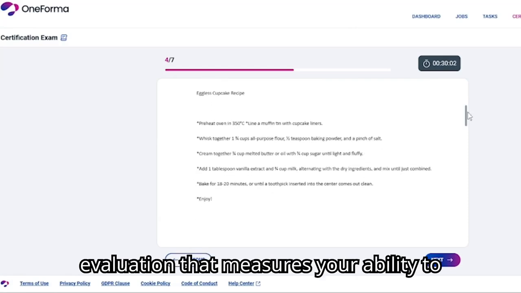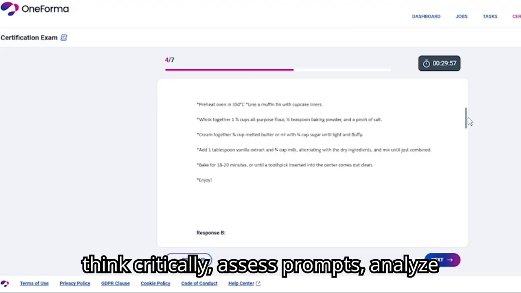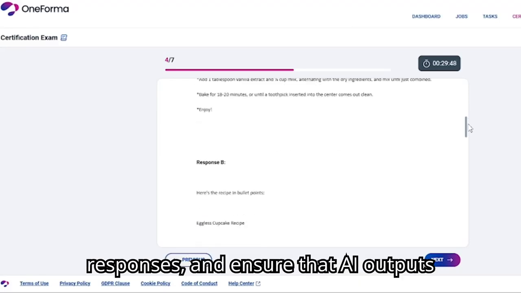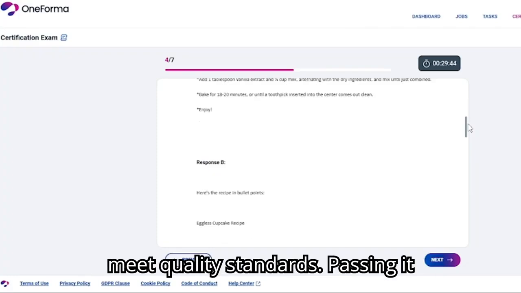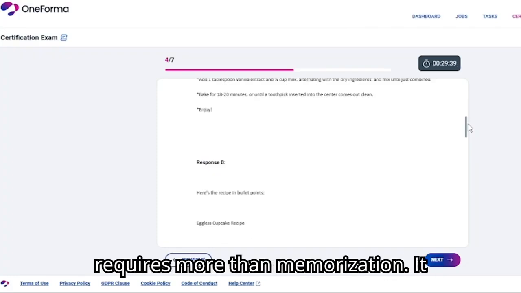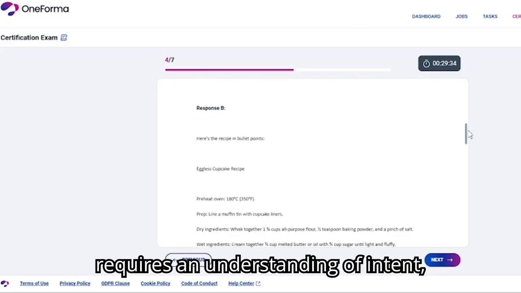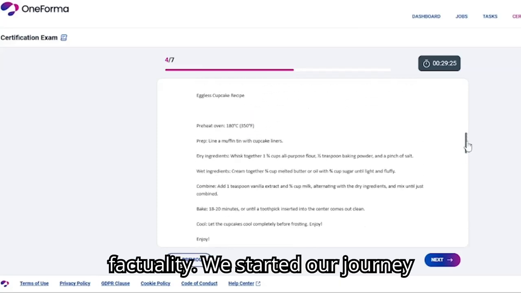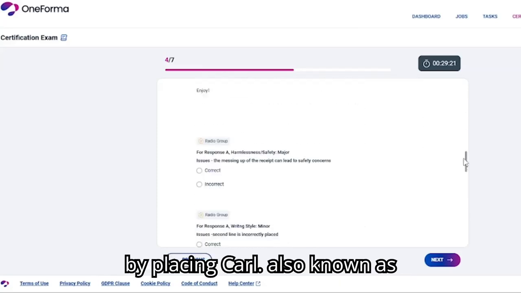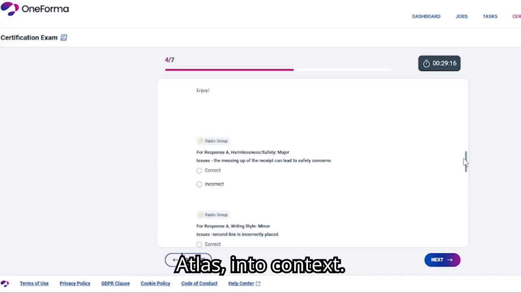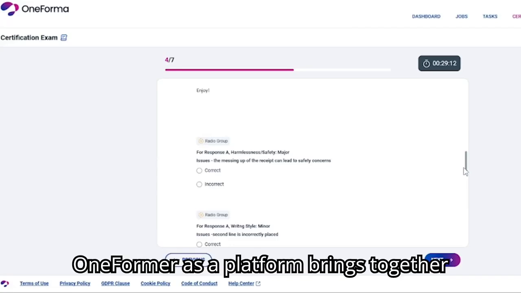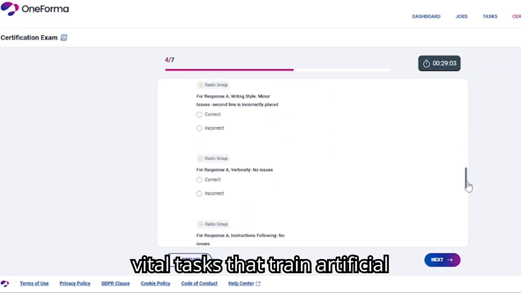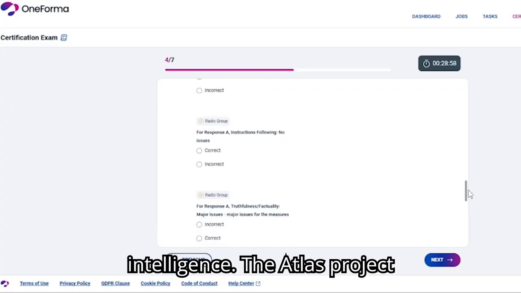It's a structured evaluation that measures your ability to think critically, assess prompts, analyze responses, and ensure that AI outputs meet quality standards. Passing it requires more than memorization. It requires an understanding of intent, conciseness, neutrality, and factuality. We started our journey by placing Karl, also known as Atlas, into context. Oneforma as a platform brings together global contributors to perform small but vital tasks that train artificial intelligence.